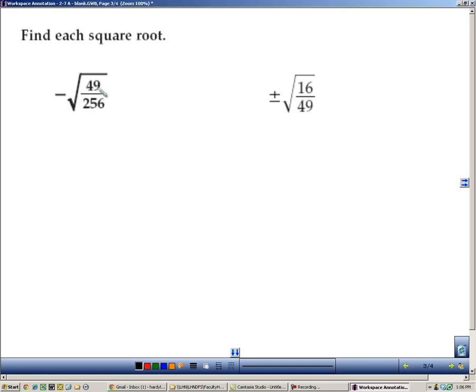Here, the negative square root of 49 over 256. Well, the square root of 49 is 7. And 256, the square root of 256 is 16. 16 times 16. And because there's a negative on the outside, it's a negative.